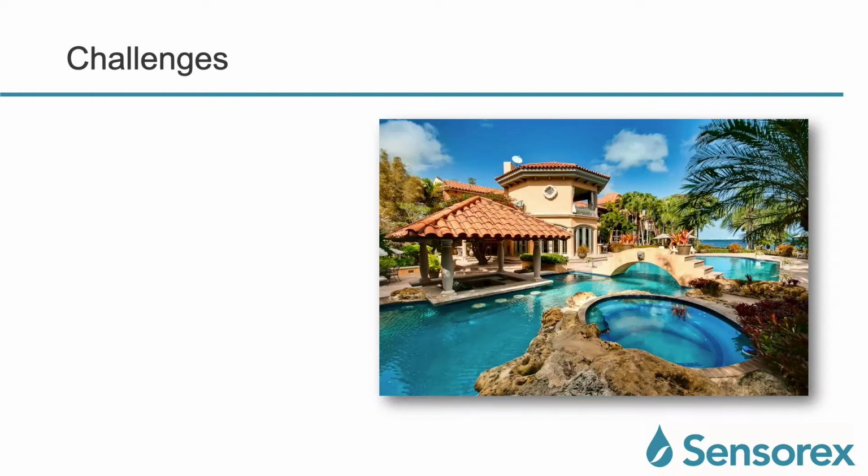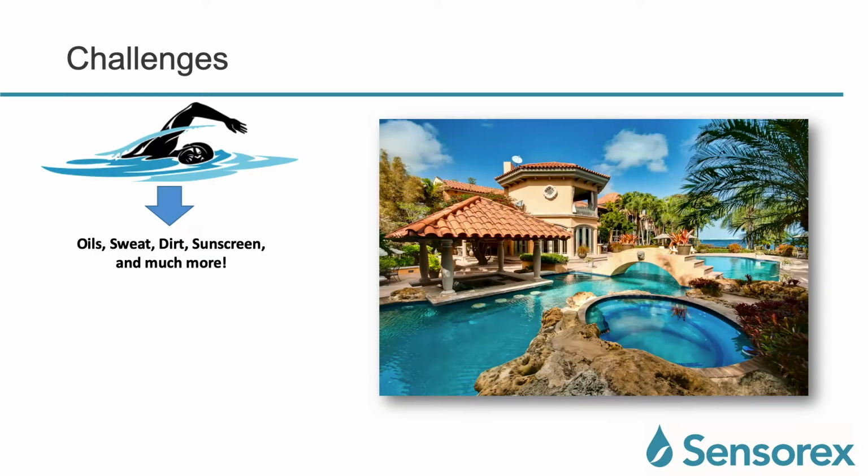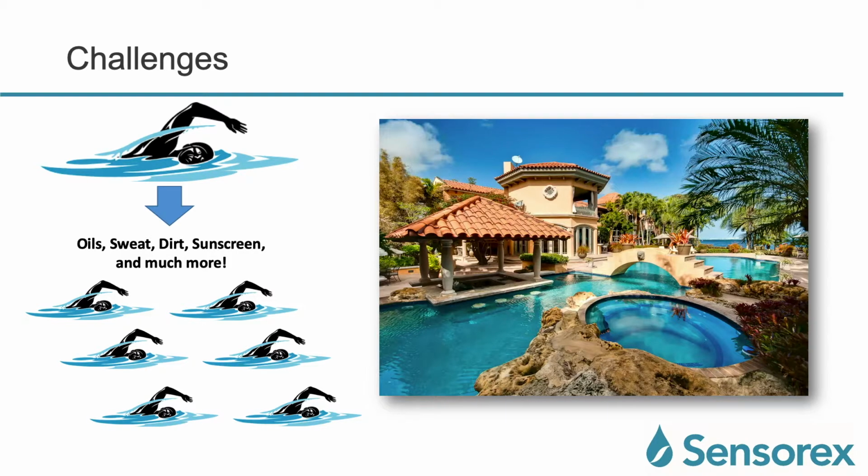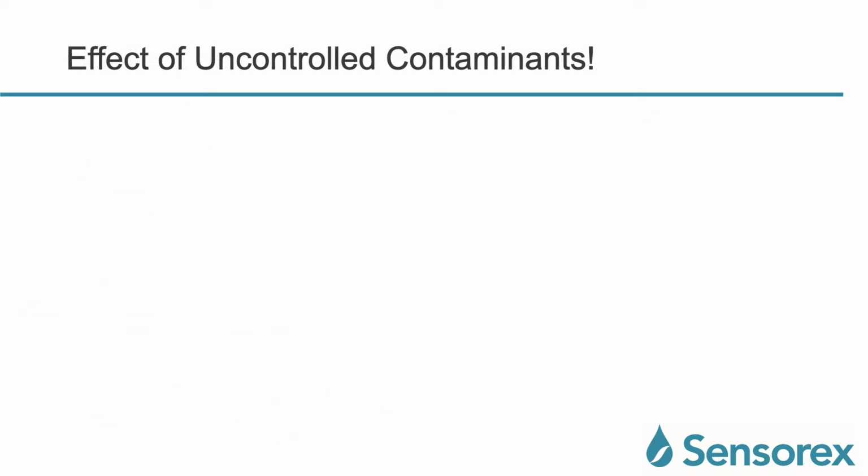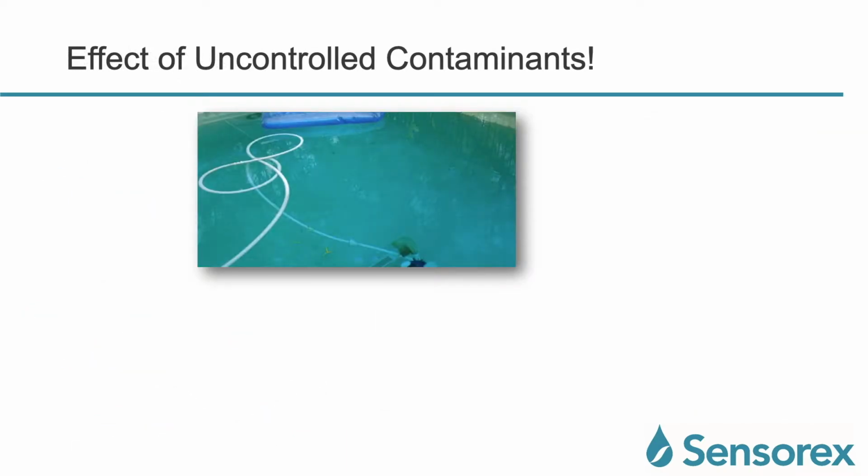So why is striking the right pool chemistry so challenging? Well, for starters, swimmers bring with them oils, sweat, dirt, sunscreen, and so much more. This becomes even more complicated when you don't know how many swimmers you will have on any given day. Pretty soon, your pool could end up looking like this.